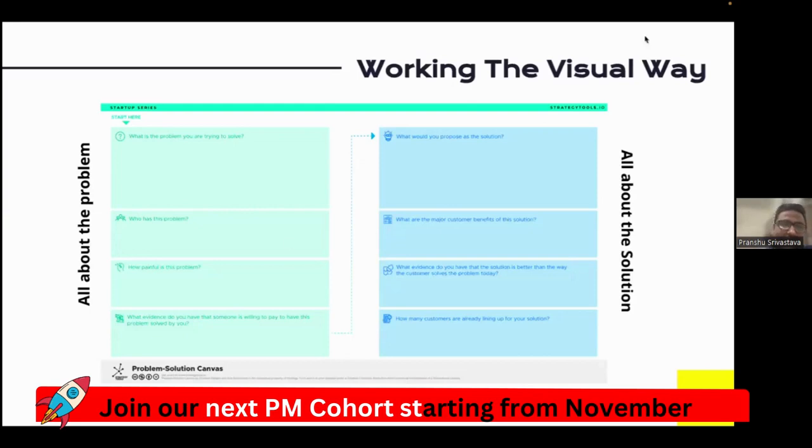So if you see the screen, on the left we have all about problems, and on the right we have all about solutions. We'll discuss a case study also on this, but first let me explain what is there in the visual way. On the left, we ask the customer, these are the questions for product managers: What is the problem you are trying to solve? Who has this problem? Once you say who has this problem, you have to define your customer here.